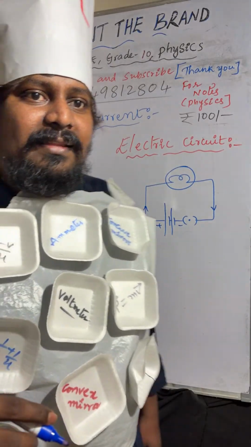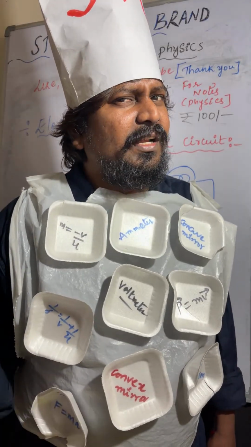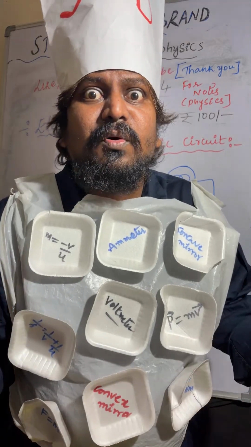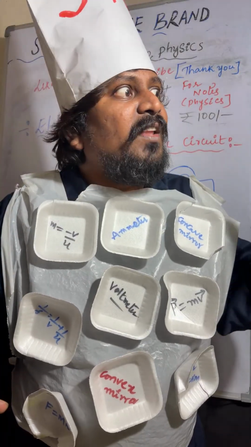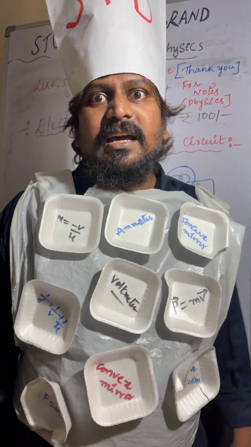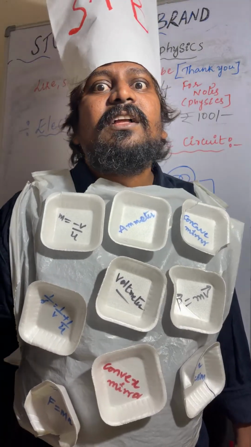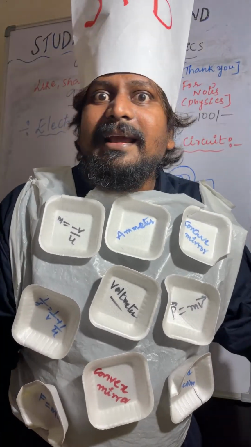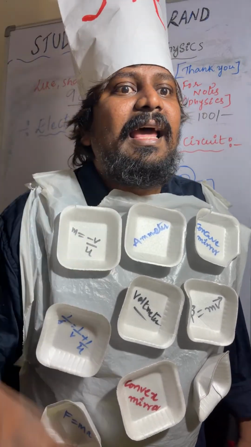Do you know one thing? Current will pass from the positive terminal to the negative terminal. Here there are 2 points: conventional current and electric current. The flow of positive charges is called conventional current. The flow of electrons is known as electric current.